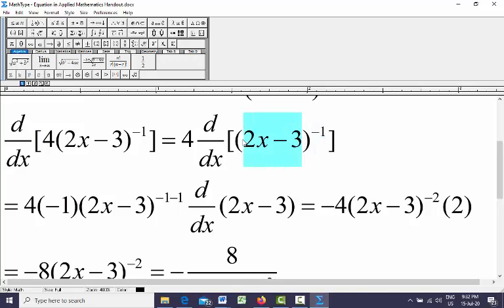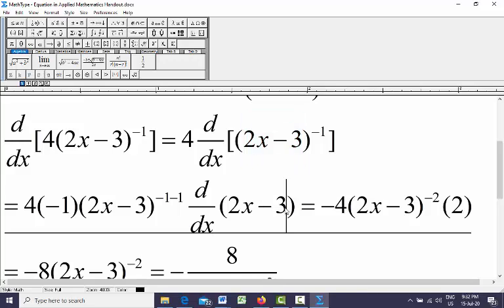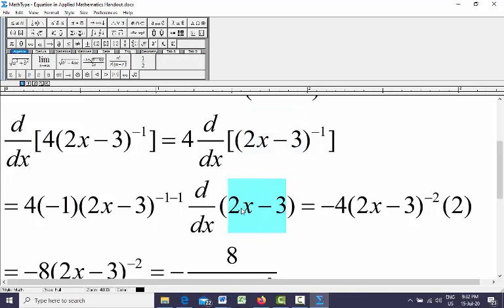Inside we have 2x minus 3. So as you can see, now we need to do differentiation of this one, right? Here again we have two parts. If you do differentiation of 2x, you get only 2, and if you do differentiation of 3, we get 0. So if you do differentiation of 2x minus 3, you get only 2. So now you can see we get only 2 here.